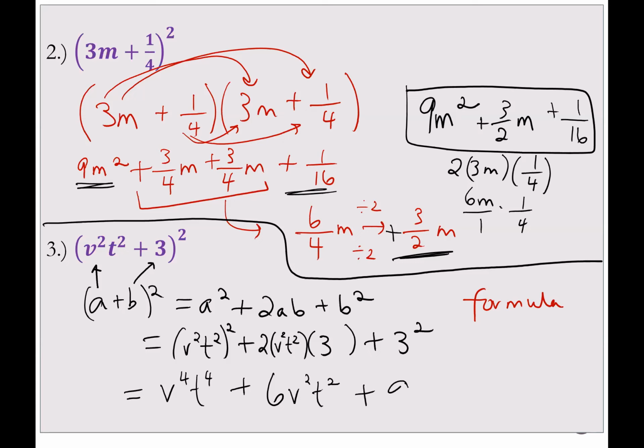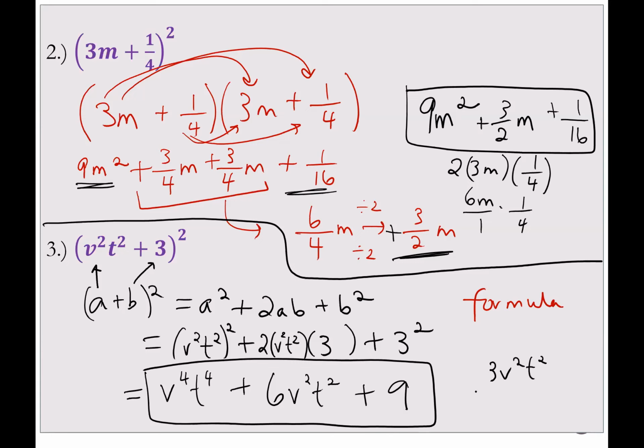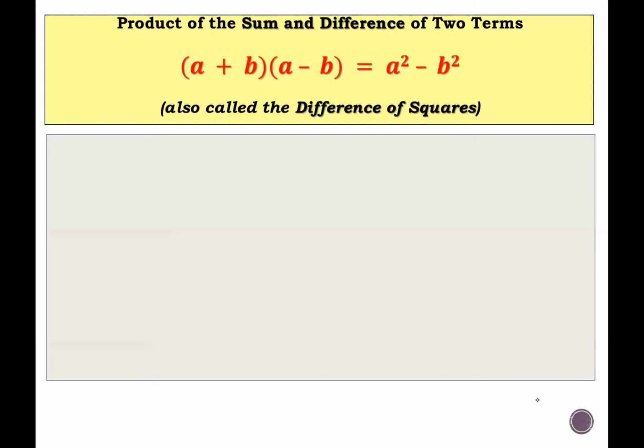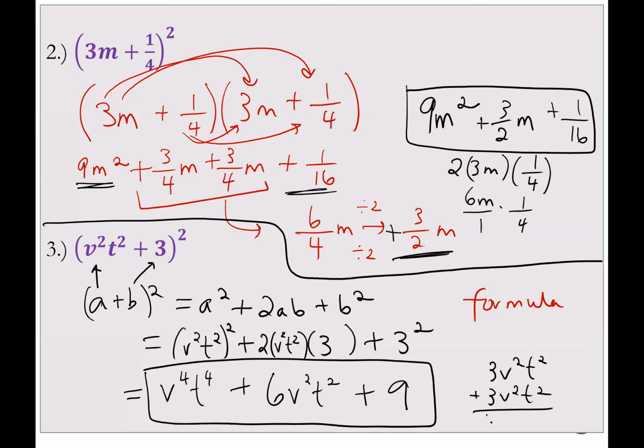Plus, and then here's my last term, 3 squared is 9. There's my final answer. So once again, I used the formula and plugged in. I could also write this twice and FOIL. I would end up with 3v squared t squared plus another 3v squared t squared. And then I would end up getting 6v squared t squared for that middle term.